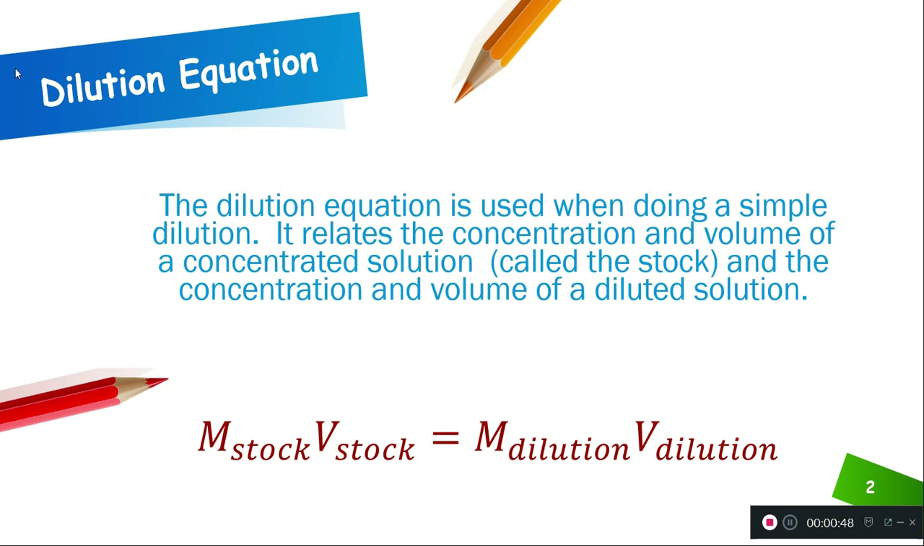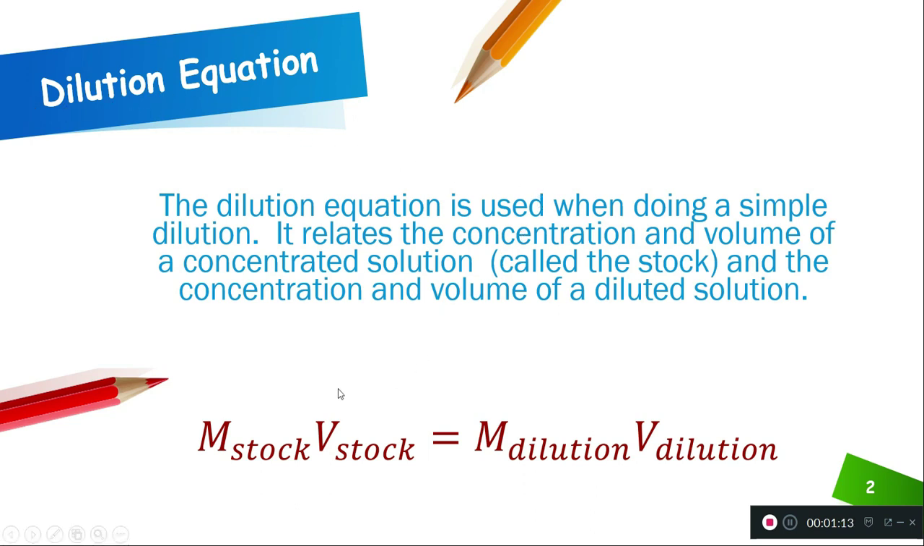A dilution is a very, very typical, very simple type of aqueous situation where you're going to take a higher concentration of sample and you're going to dilute it down to a lower concentration. Take a small amount of the high concentration material and add a bunch of water to it in order to make it more diluted.